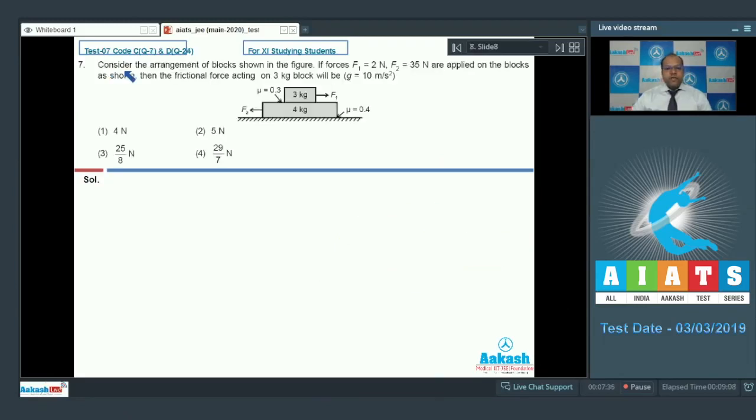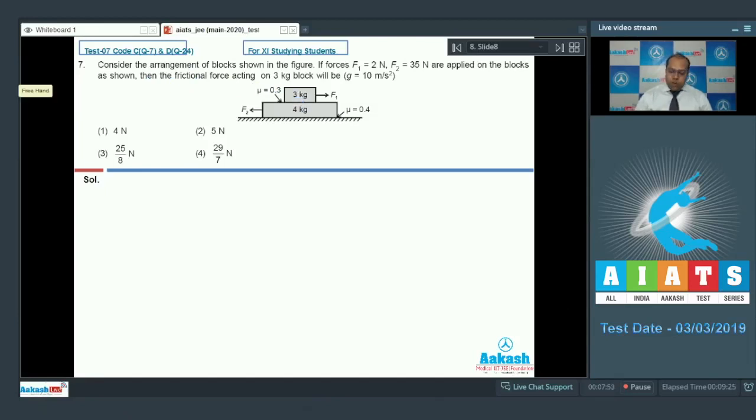In question number 7, consider the arrangement of blocks shown in the figure. If forces F1 equal to 2 Newton and F2 equal to 35 Newton are applied on the blocks as shown, then the frictional force acting on the 3 kg block will be.